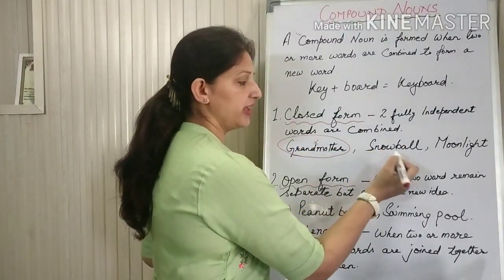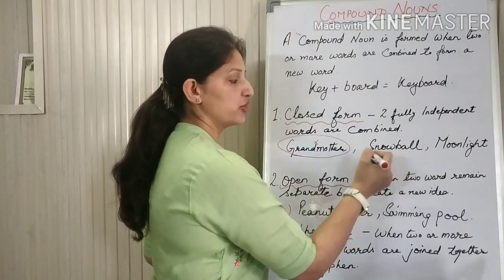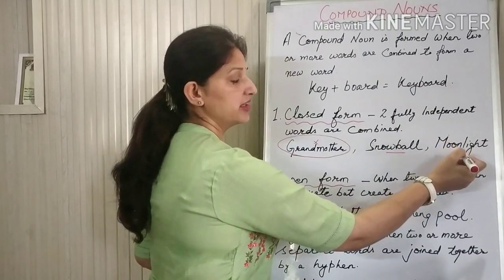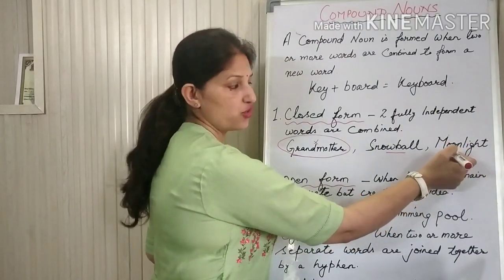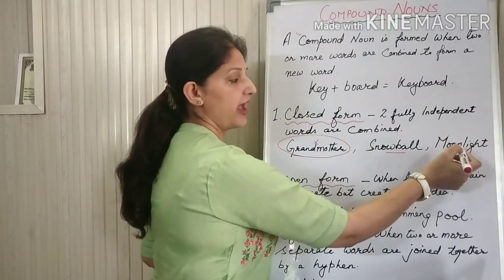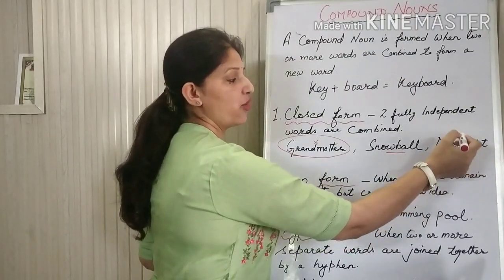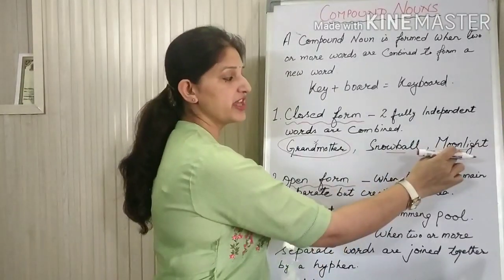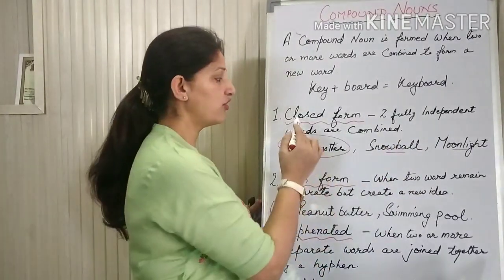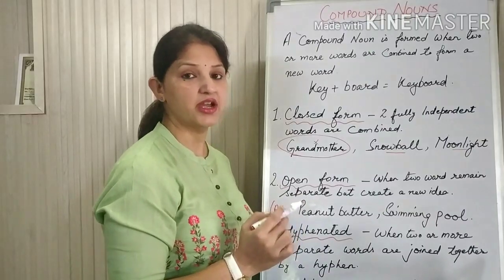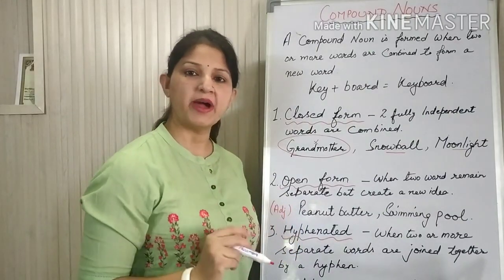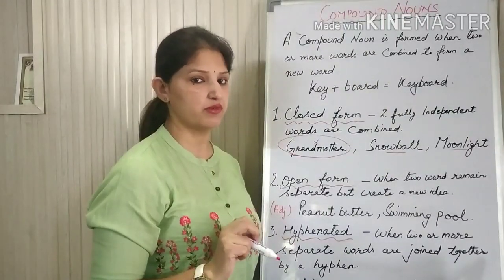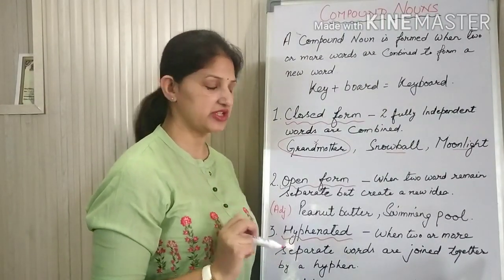In the same way, the next word is snowball. So you can see they are all together. Likewise, the next word is moonlight. So it is also going together and it is again not having any space in between. So these words that are not having any space in between are called the closed forms of the compound nouns. Now you might have also noticed that some words are having a space between the words, and why it is so, let me tell you.